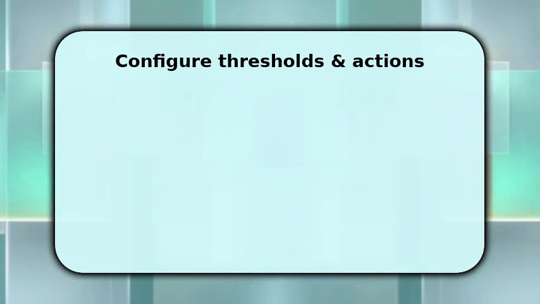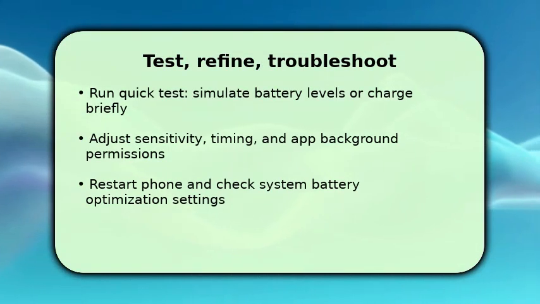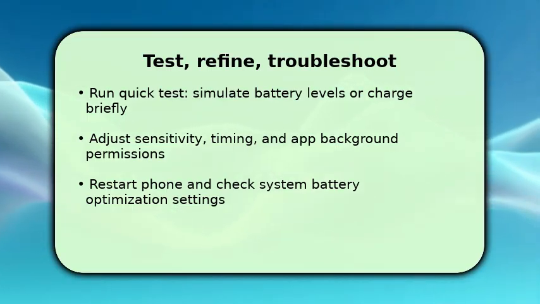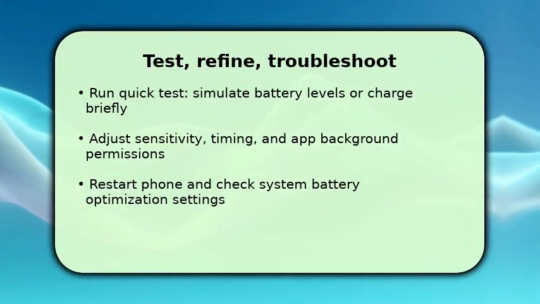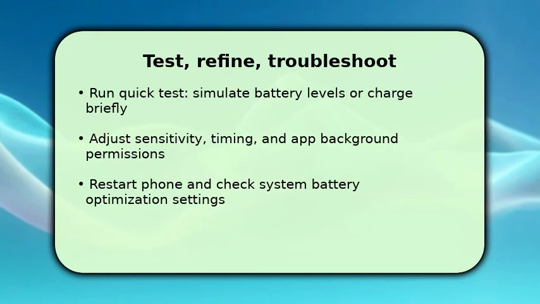Run a quick test. Simulate battery changes or plug and unplug briefly to see notifications. If alerts miss, adjust sensitivity, timing, and ensure Only Way has background permission so it monitors continuously.